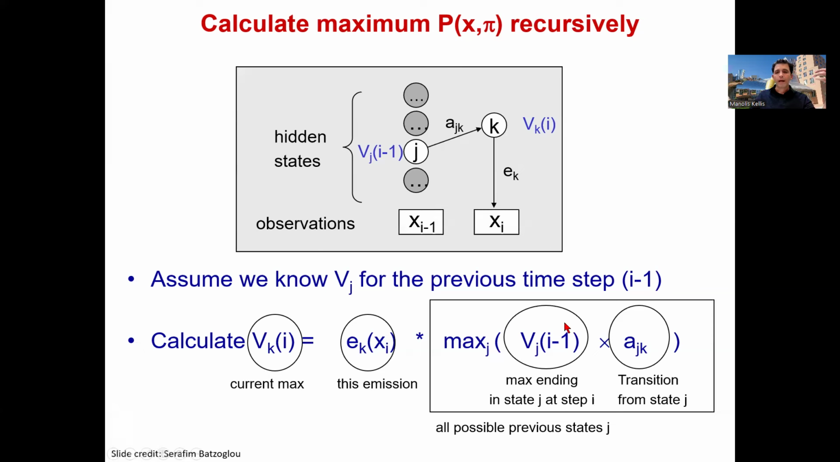What do I want? I want something that has a great previous score. But I don't want to pay a huge transition penalty. I want something that has a great transition score. But I don't want to start from a crappy previous state. So it's going to be the product of those two that will basically tell me what the current maximum is.